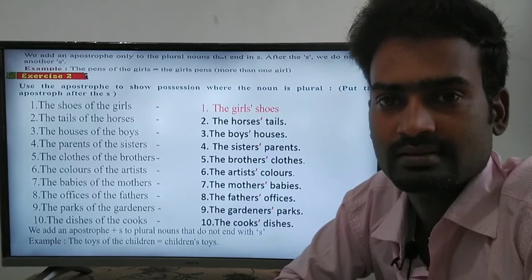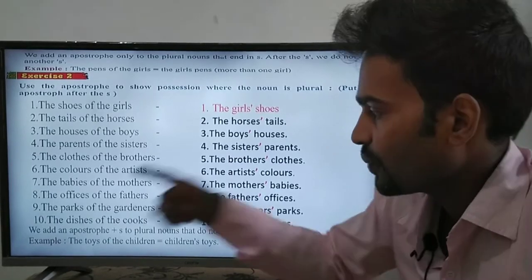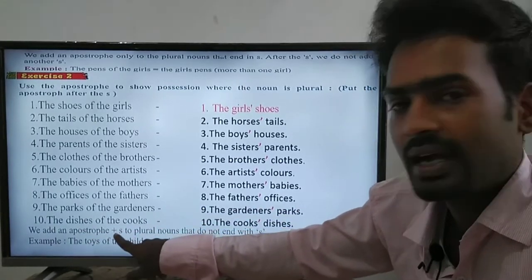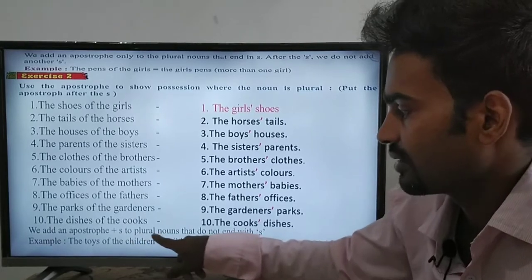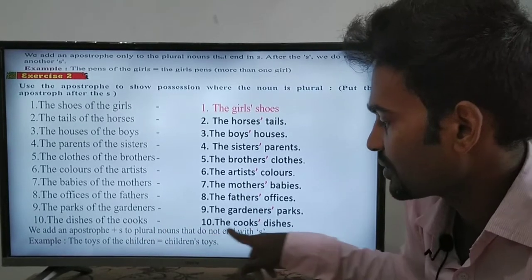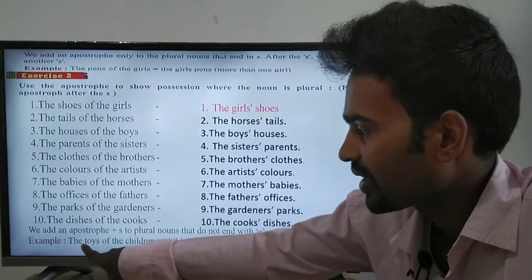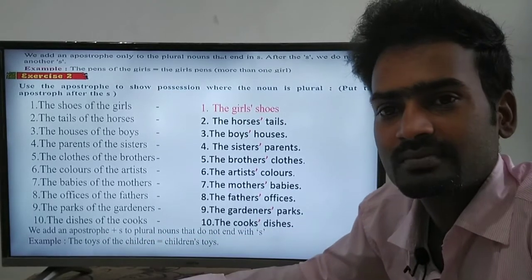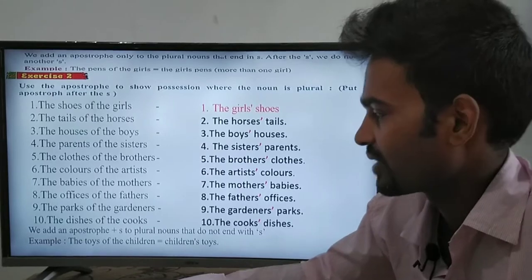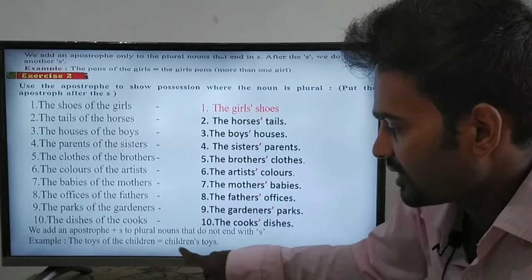In that case, what are we supposed to do? We are going to add apostrophe s to the plural noun that does not end with s, right? That's what we are going to do. Example, the toys of the children. The toys of the children. Children's toys. See here, children's.